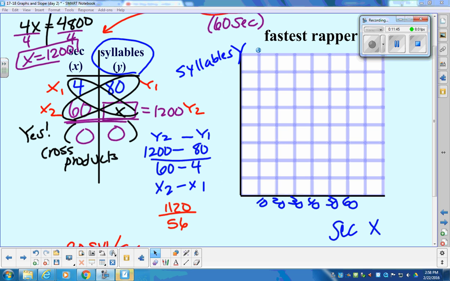And our syllables range from 0 to 1,200. So I can't go by 100s, but I could go by 200. So we could say 200, 400, 600, 800, 1,000, 1,200. That will fit on the graph. There's probably another way we could have done it, but that's what I'm going to go with. So I went by 200s.